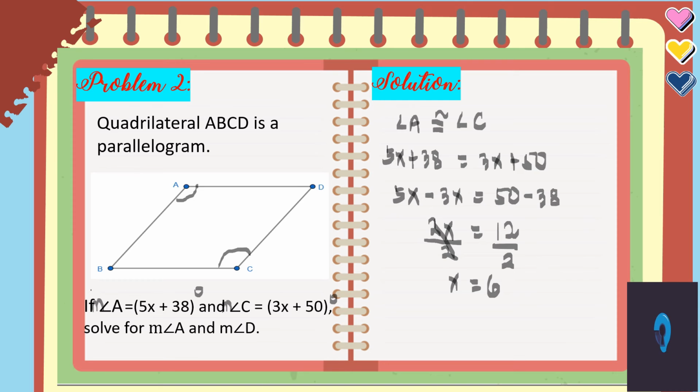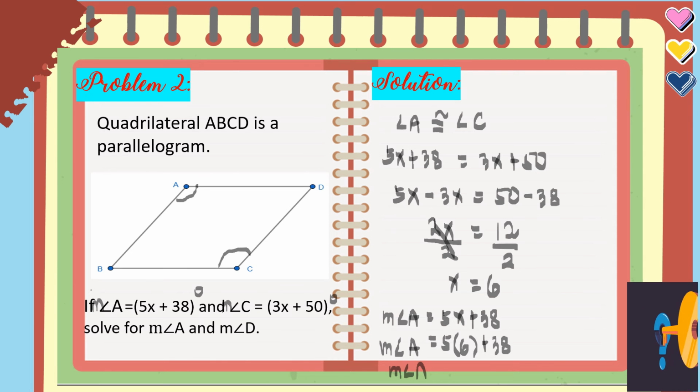Now, we are to look for the measure of angle A and the measure of angle D. Since the measure of angle A is equal to 5x plus 38 and x is equal to 6, so we have 5 times 6 plus 38. So the measure of angle A is equal to 5 times 6 is 30 plus 38. So therefore the measure of angle A is equal to 68 degrees. So this is 68 degrees.